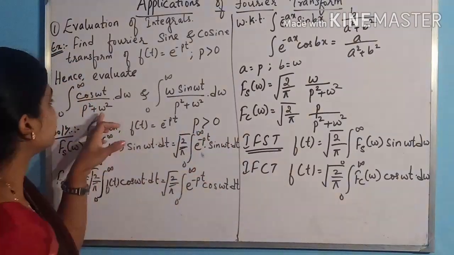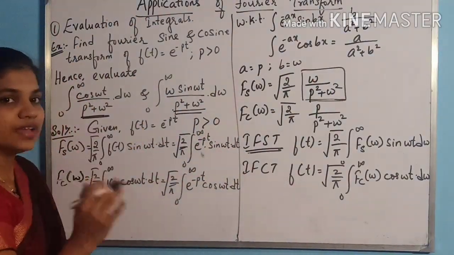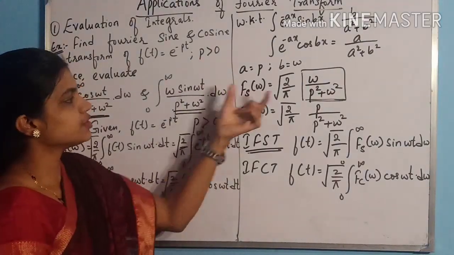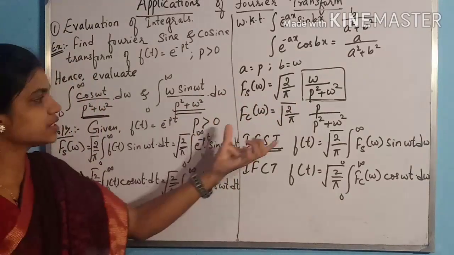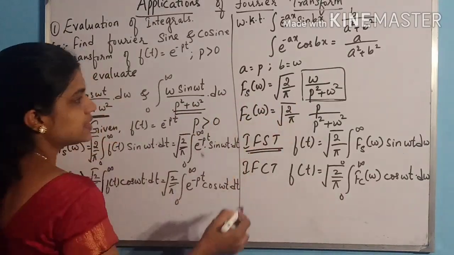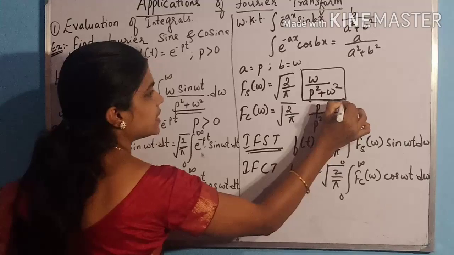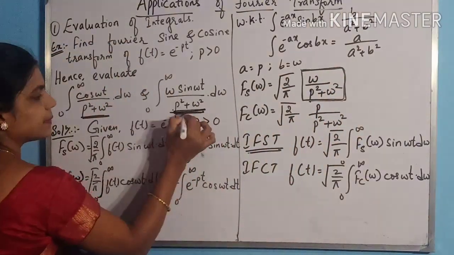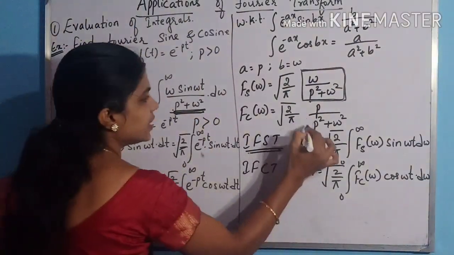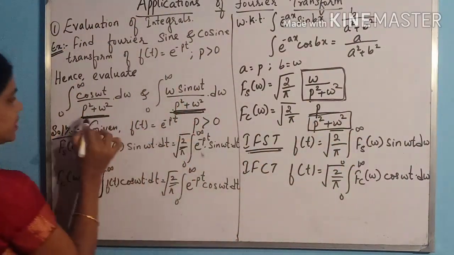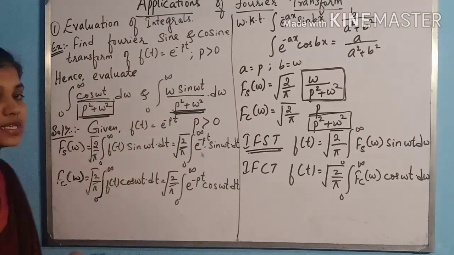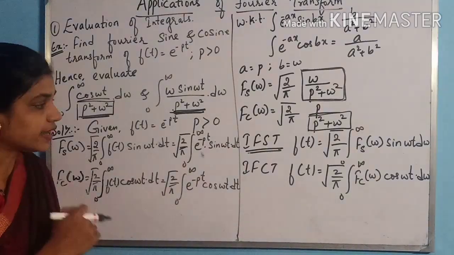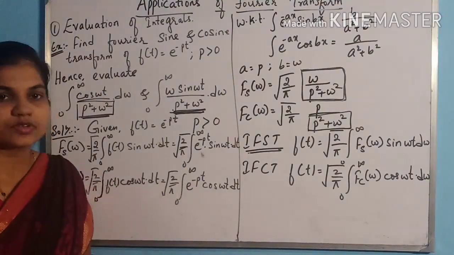Now we have to find out this value. Why we are trying to find the inverse Fourier sine and cosine transform is, if you see the Fourier sine transform and the Fourier cosine transform, you will see that this part, ω by p² plus ω², can be found here, and here we have p² plus ω², and here also we have p² plus ω². So maybe we may get the solution by finding the inverse Fourier sine and cosine transform.